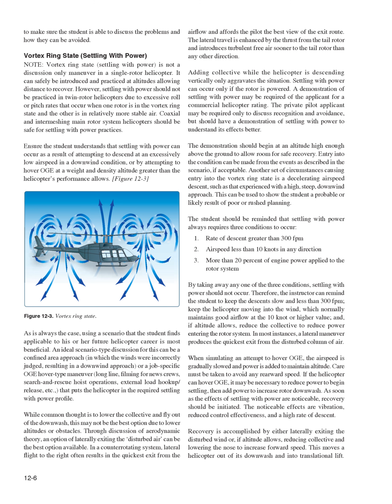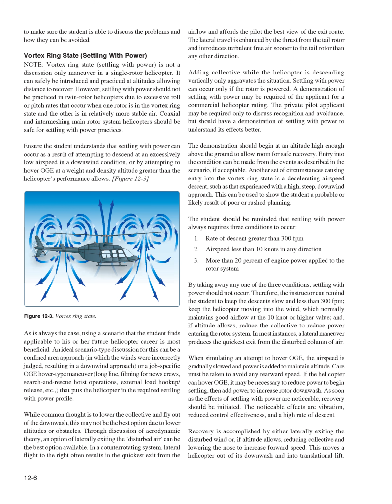Another set of circumstances causing entry into the vortex ring state is a decelerating airspeed descent, such as that experienced with a high, steep, downwind approach. This can be used to show the student a probable or likely result of poor or rushed planning. The student should be reminded that settling with power always requires three conditions to occur. 1. Rate of descent greater than 300 fpm. 2. Airspeed less than 10 knots in any direction. 3. More than 20% of engine power applied to the rotor system. By taking away any one of the three conditions, settling with power should not occur.